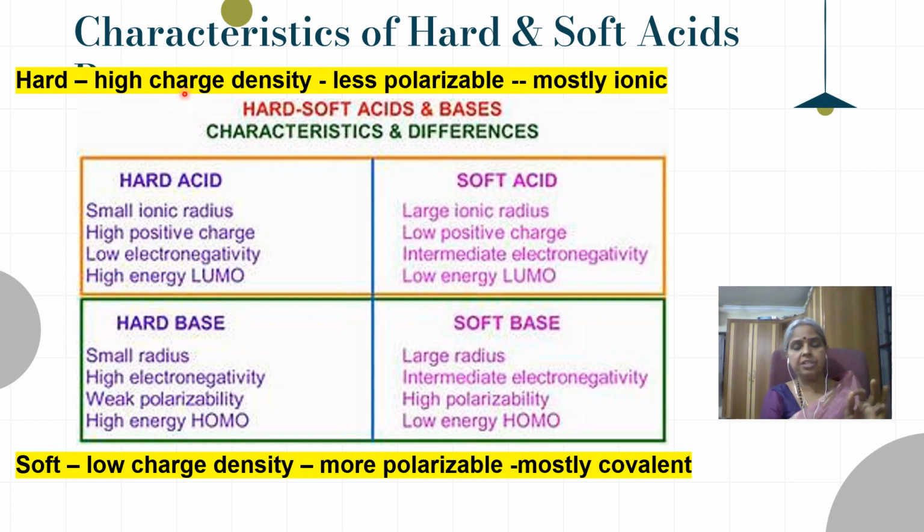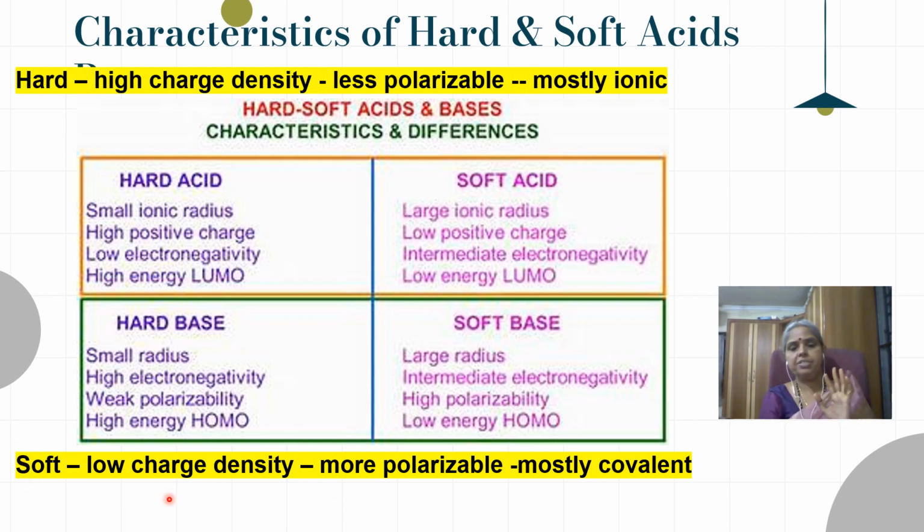How do you get density? Density is mass by volume. So here, how do you get charge density? Charge by the radius of the particular ion. So, charge to radius ratio should be high. High charge density, less polarizable, mostly ionic. They are all hard. What is the meaning of soft?